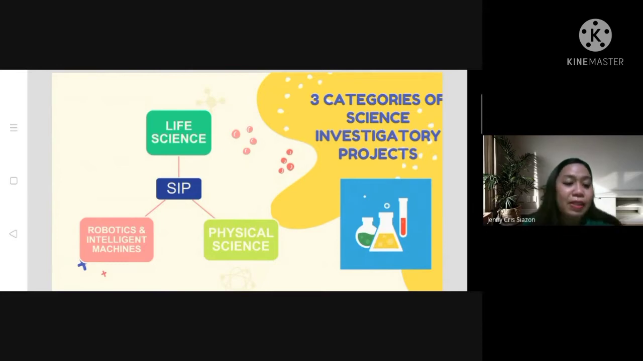So these are the life science, or the study of living organisms. We also have the physical science that deals with the study of matter and energy. And the last one is robotics and intelligent machines. This encompasses any machine or device that uses sensors and detectors to monitor the environment, to monitor our surroundings and to accomplish specific tasks designed for that object or device to do.